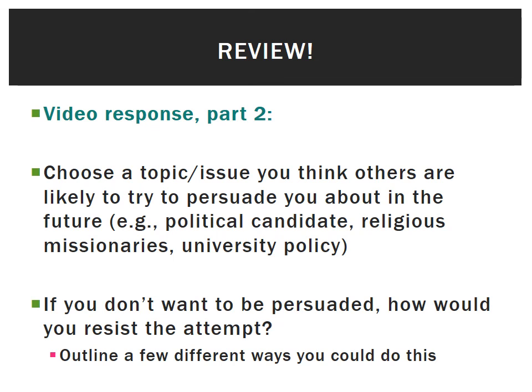When you're outlining your different ways, don't just write the names of the different ways. Write the name and then how you could do it in this specific example. So choose a topic or issue you think people are going to persuade you about and outline some ways you could resist that persuasion. Once you're done with this, you can come back here, watch the last few slides, and then we'll be good to go.